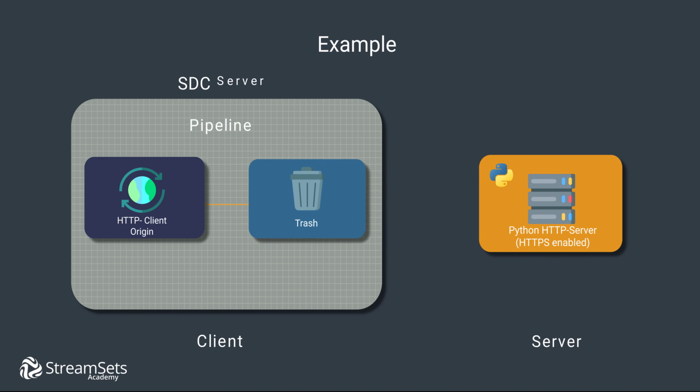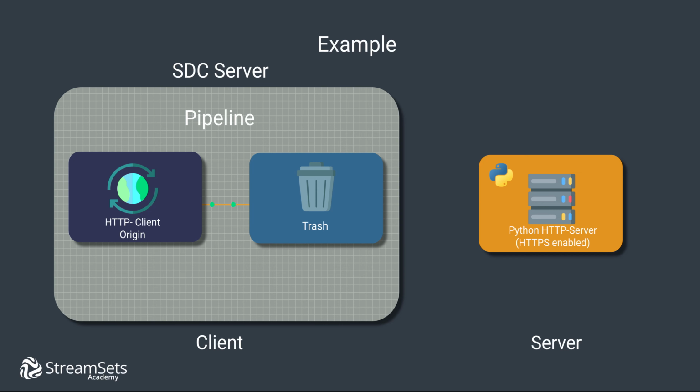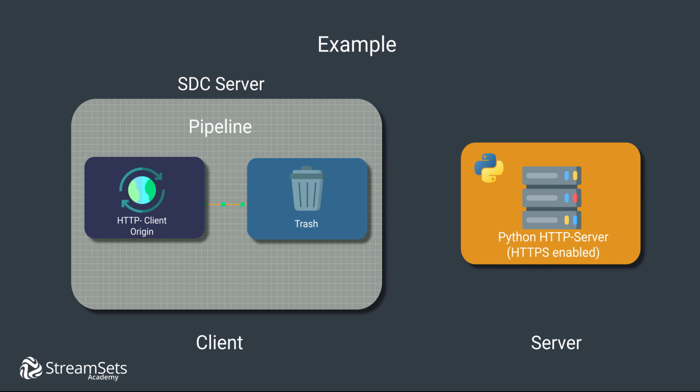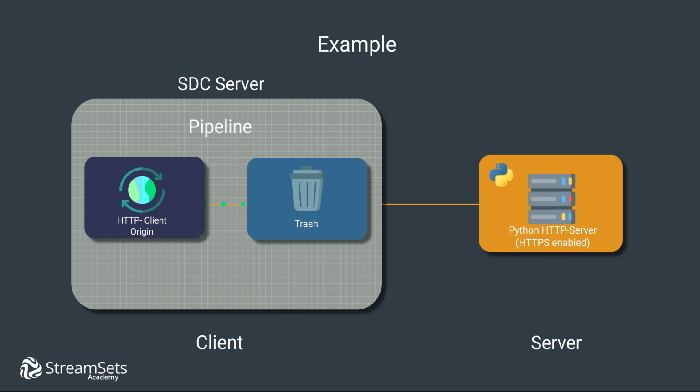Let's look at another example that is closer to our environment. You can see we have two servers. One server is an SDC server which runs the pipeline, and the other one is an HTTPS-enabled Python server. In this situation, our SDC pipeline has an HTTP Client origin stage, which is the client to the Python server. We are going to create a demo of this diagram.